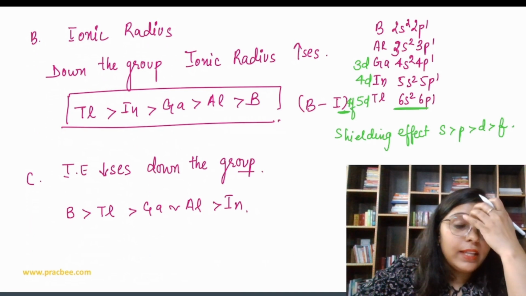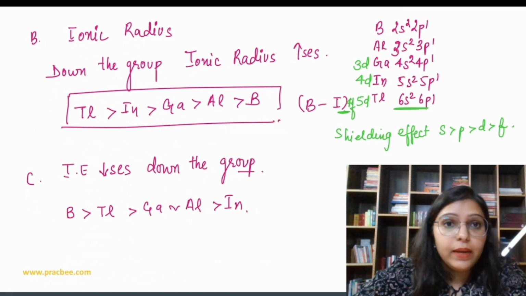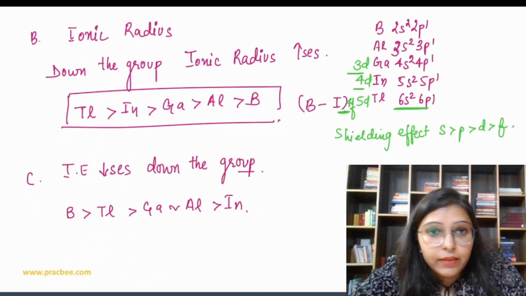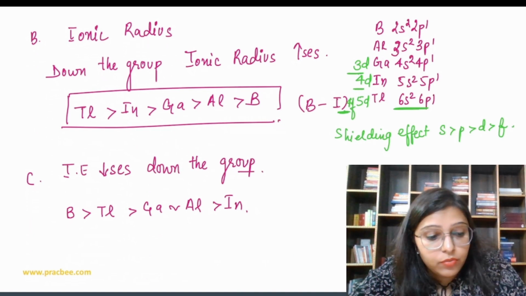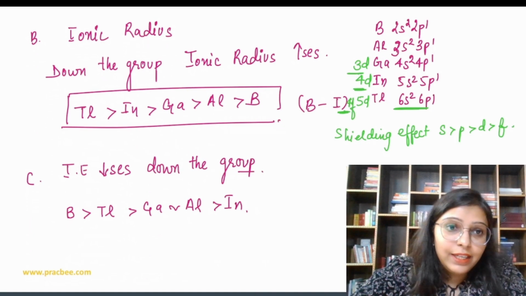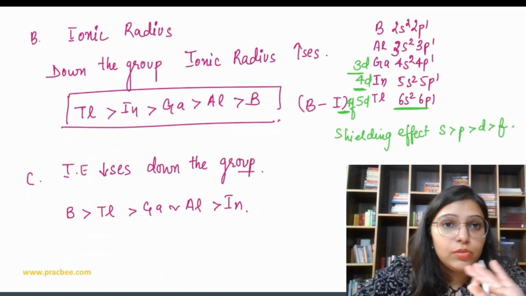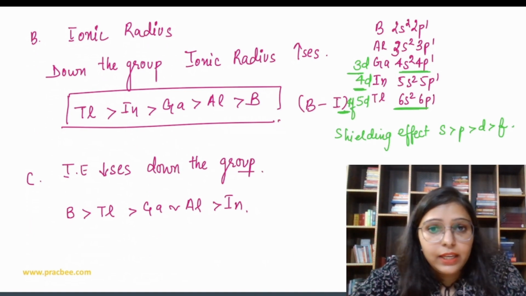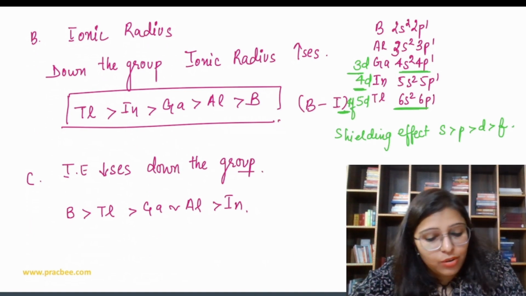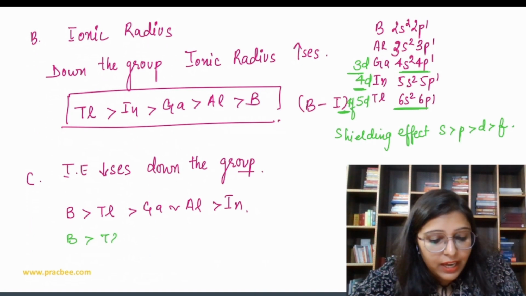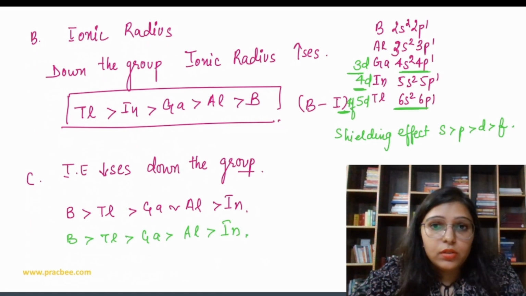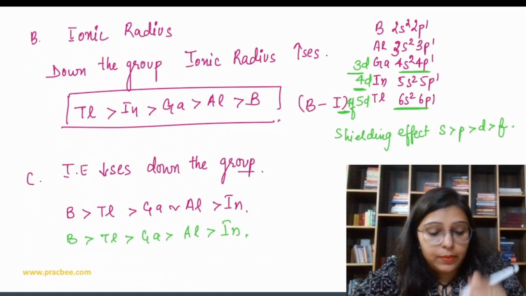Then after that we have gallium, because in gallium we have 3d, and in indium we have the inner shell electron in 4d. So obviously 3d is closer to the nucleus, right? So here the effective nuclear charge is more. Then gallium and aluminium are almost the same size, or sometimes we can also write boron, thallium, gallium, then aluminium, and then indium. So this can also be true. So this is going to be the ionization enthalpy trend.